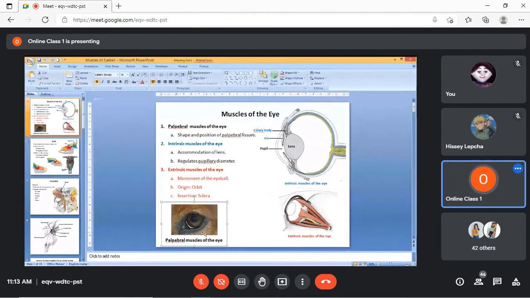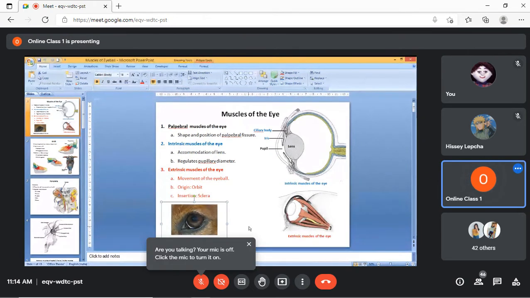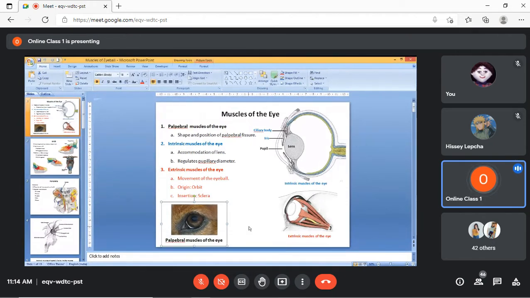Now if you see in this lower image, the image of the palpebral muscles, there you can see the eyelids, then you can see the eyeball. At the center of the eyeball you can see that black spot, and at the center of that black spot, you can see one lighter area. That lighter area is the pupil. So the pupil is the gap, the narrow opening of the iris. So that pupillary diameter actually can be changed.